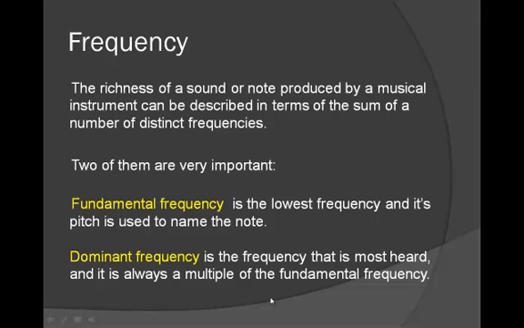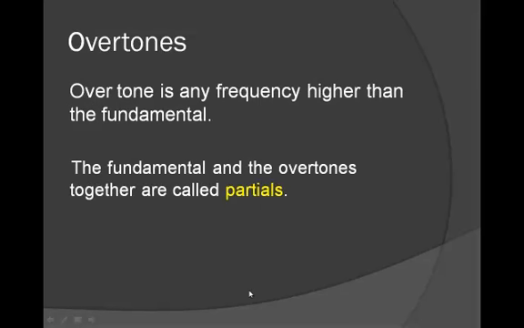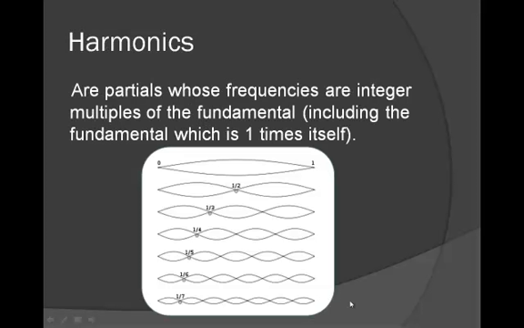In some instruments, like the transverse flute, the dominant frequency is twice the fundamental. The other frequencies will be called overtones, partials, or harmonics. Overtone is any frequency higher than the fundamental. The fundamental and the overtones together are called partials. Harmonics are partials whose frequencies are integer multiples of the fundamental, including the fundamental, which is 1 times itself.